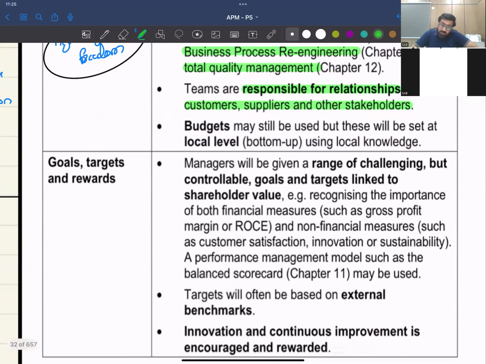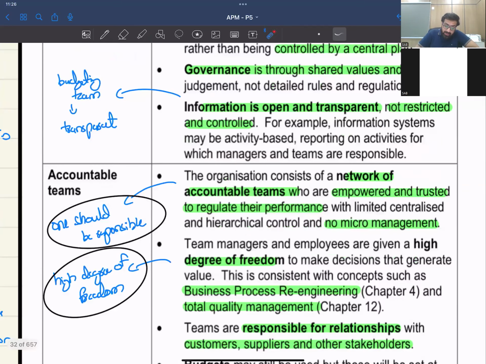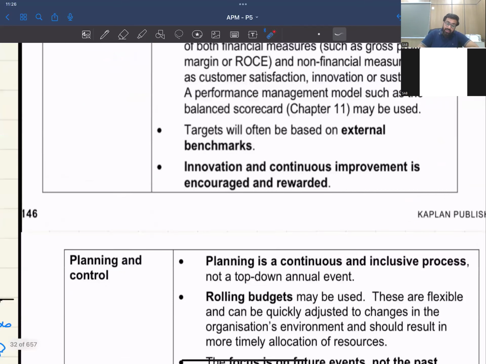Okay. And budgets may still be used, but they'll obviously be at a local level. You cannot say that beyond budgeting asks you not to make budgets. You have to make budgets, but they'll be at a local level, made using local knowledge. But for a beyond budgeting approach, you should be following these principles.